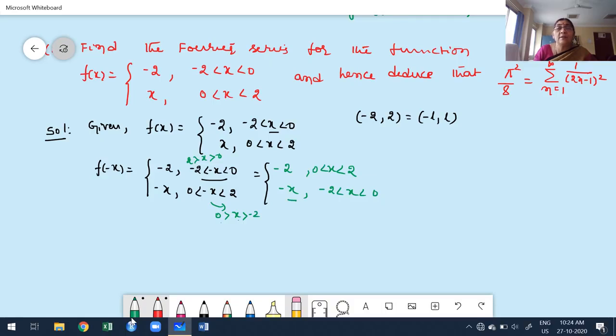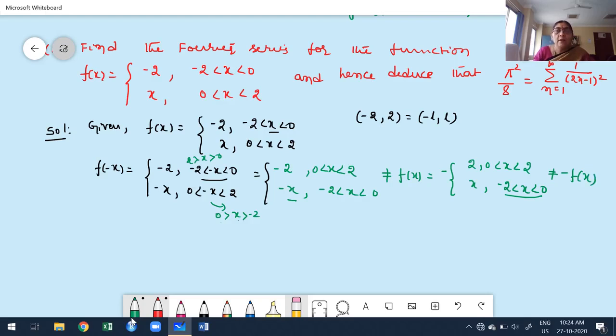What's the function for minus x, from minus 2 to 0? What's the function given? Minus 2. Therefore this is not equal to f of x. Next, I have to verify whether it is an odd function. You take the minus sign common outside. What do we get? 2 less than x less than 2 and x for minus 2 less than x less than 0. Observe minus 2 to 0: here x, here minus 2. Therefore, this is not equal to minus f of x.